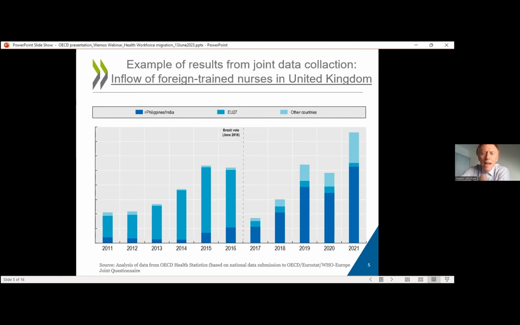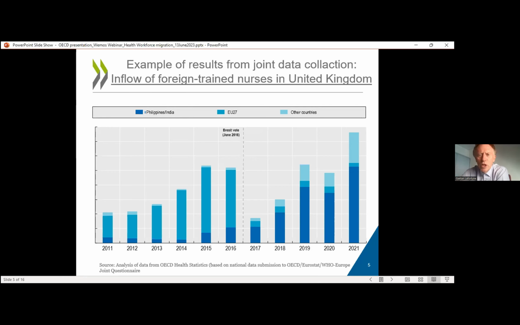So up until the Brexit vote, the numbers were growing, as nurses were recruited from other countries, but the biggest share of the nurses were coming from other EU countries. Now, after the Brexit vote, there was a huge reduction in the inflow of foreign trained nurses. It has started to increase in recent years, but most of the inflow has not come from EU countries. They've come to a large extent from two Asian countries, Philippines and India, and also from other countries. Here I was not able to isolate the countries, but many of these nurses have come from African countries and some countries also in Asia.